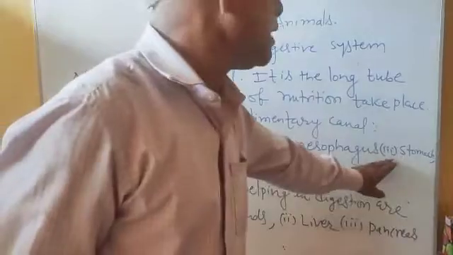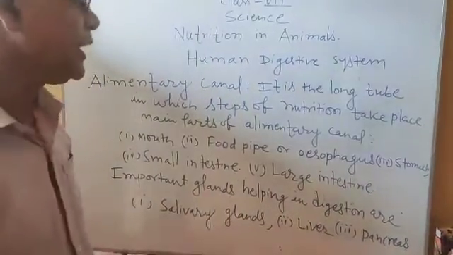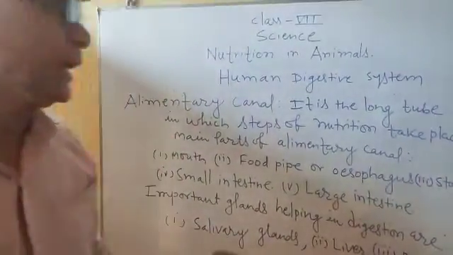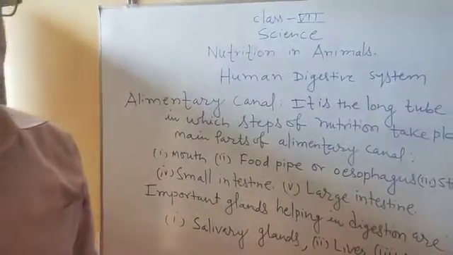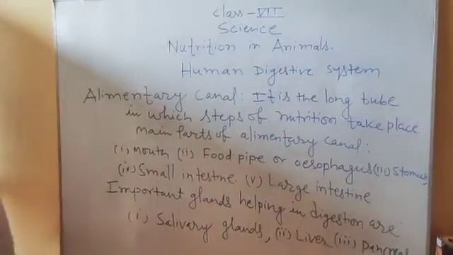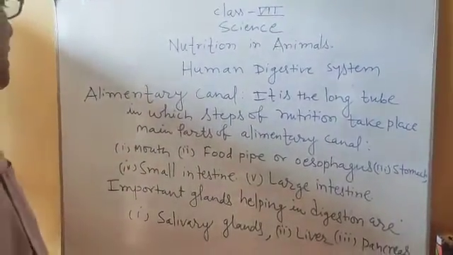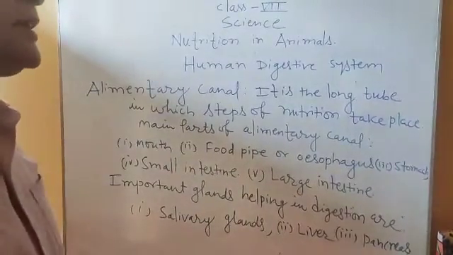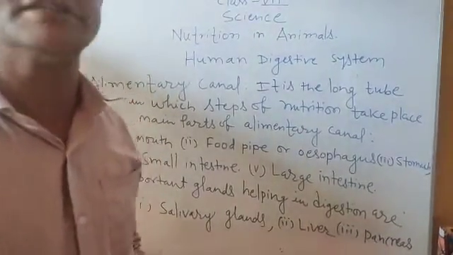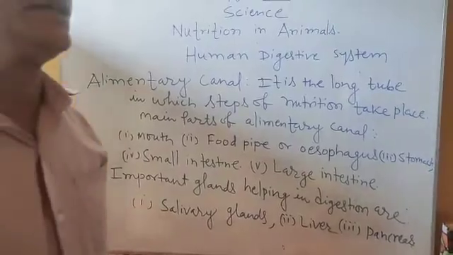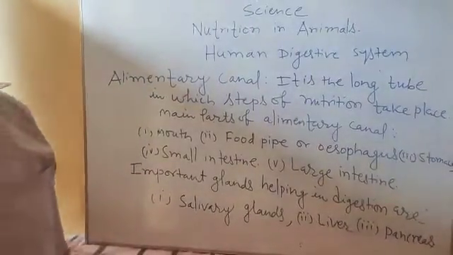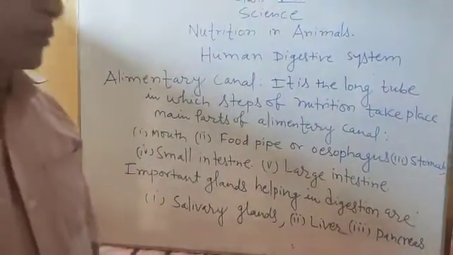In the stomach, gastric juice is secreted. Gastric juice contains hydrochloric acid. Hydrochloric acid kills the germs present in our food. Hydrochloric acid makes the food acidic. Gastric juice also contains a very important enzyme. The name of that enzyme is pepsin. Pepsin is a protein enzyme. It digests protein into simpler form, that is peptone.